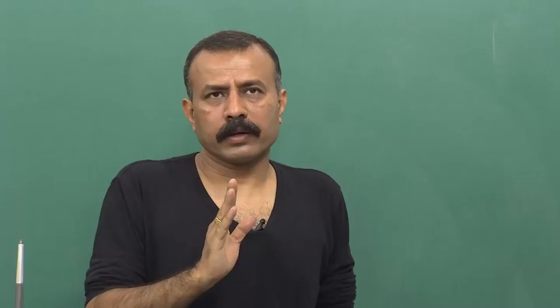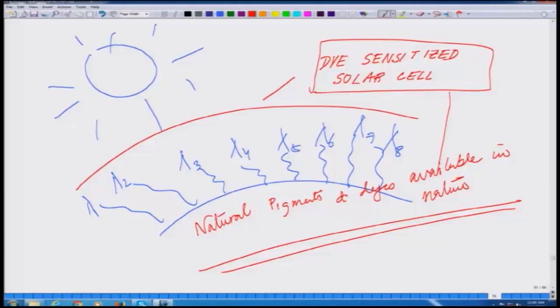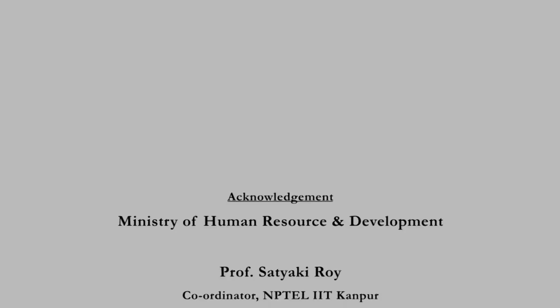So, this is the overall understanding I wanted you to have for chlorophyll A and chlorophyll B. But what is the significance of this chlorophyll A and chlorophyll B?